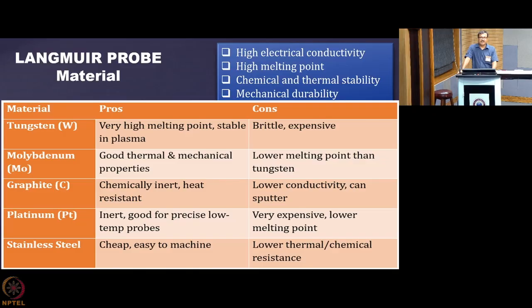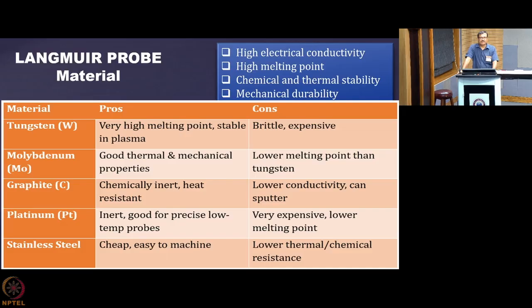Now, the material typically used is tungsten. The advantage is that it has a high melting point and is stable in plasma, but the problems are that it is brittle and expensive. Tungsten is very often used as a Langmuir probe material in many applications. Now molybdenum, this is hiding actually, so this is molybdenum, Mo. It is good in thermal and mechanical properties, but has a bit lower melting point than tungsten.